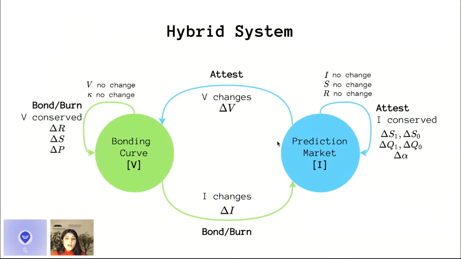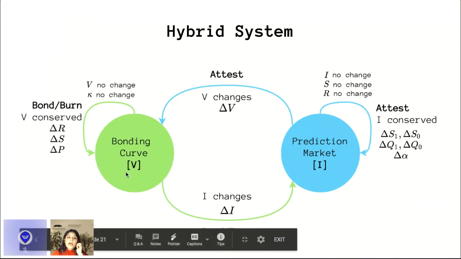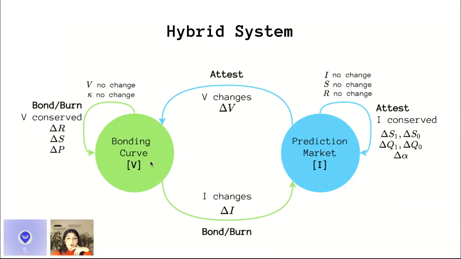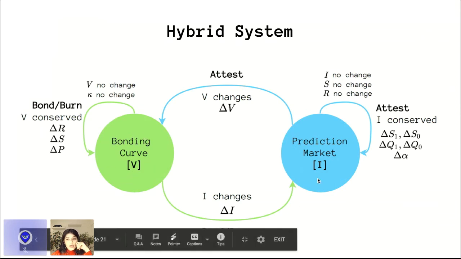So as you can see here, within the prediction market, we have I being conserved, and whenever anyone places an attestation action on risk, I gets conserved. However, that will change invariant V, because V is not conserved under the attestation mechanism. And similarly, in the bonding curve mechanism, V gets conserved, but a bond or burn action will induce a change on I.